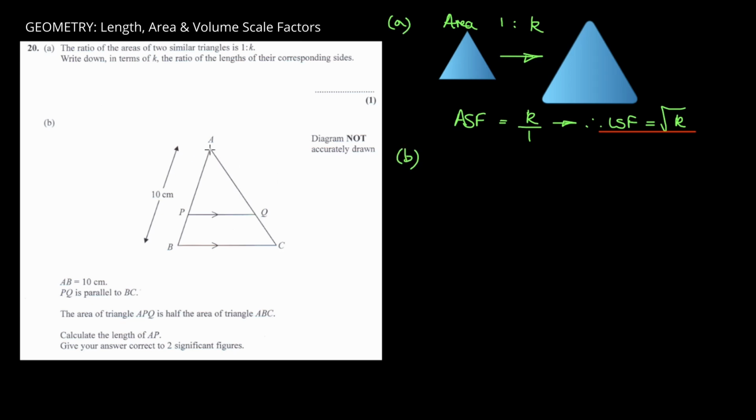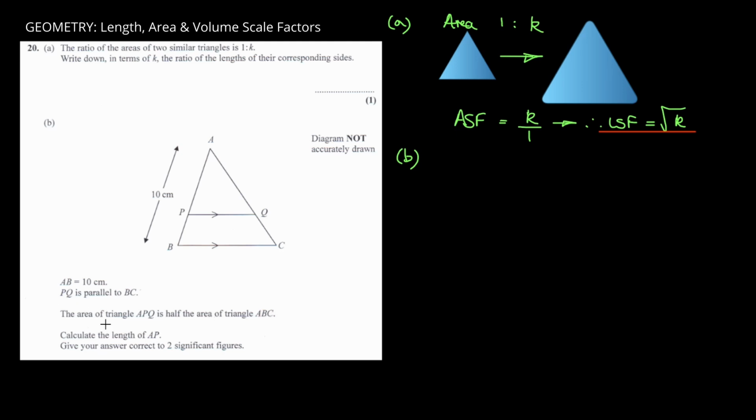So in part B, we've got two triangles, APQ and ABC. They are similar because they have the same angles, because we're told that PQ and BC are parallel. One is just a size reduction of the other. We're given the length of the large triangle down here, AB is 10 centimeters, and we're told, and this is the crucial fact, that the area of triangle APQ is half the area of triangle ABC.